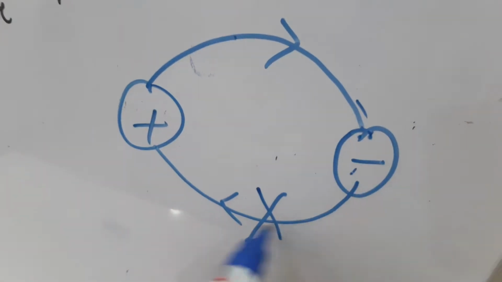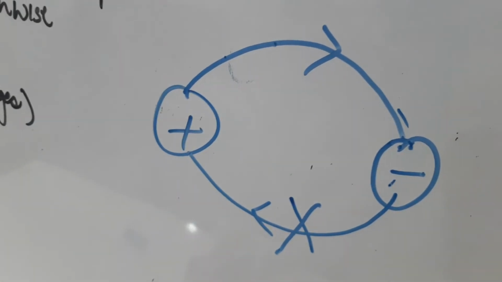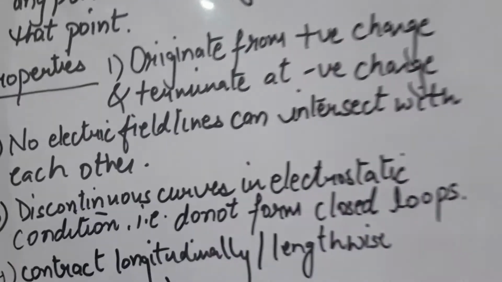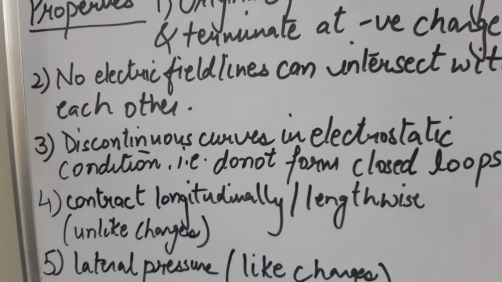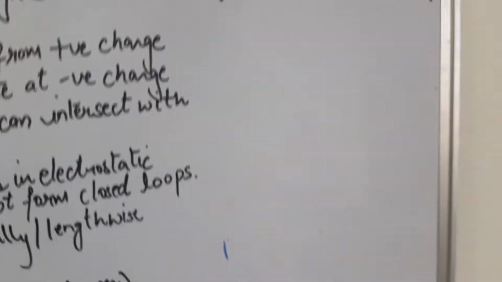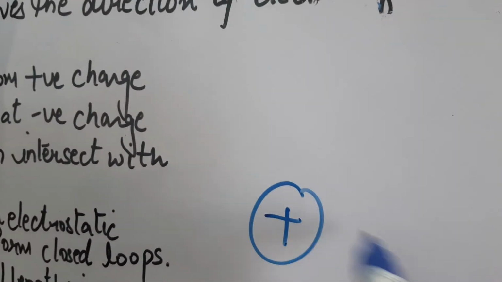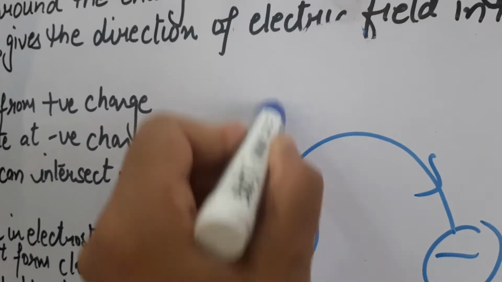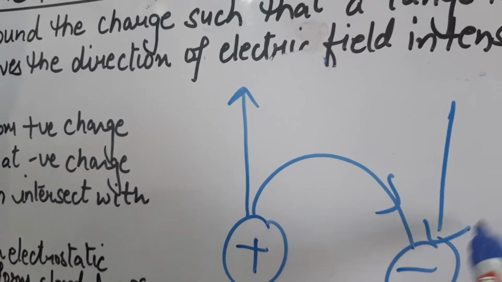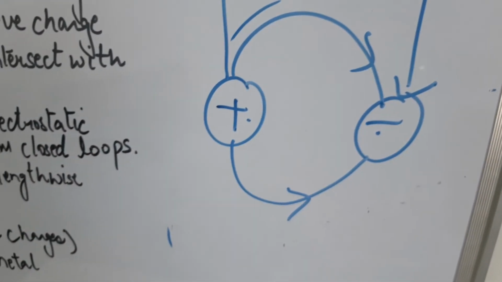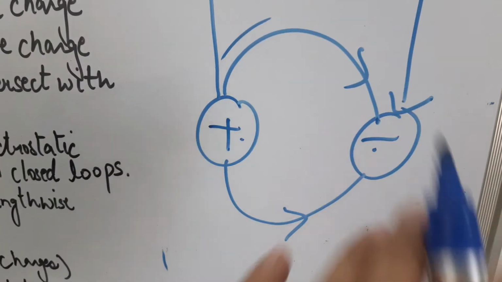So since they cannot form a closed loop, this property says that they are discontinuous curves in the electrostatic condition, right? Next, they contract longitudinally, or lengthwise, when we have unlike charges. In the same case of unlike charges, they were contracting towards each other, right? Because otherwise they would have gone this way. But now when they are placed together, they are contracting longitudinally, or lengthwise.